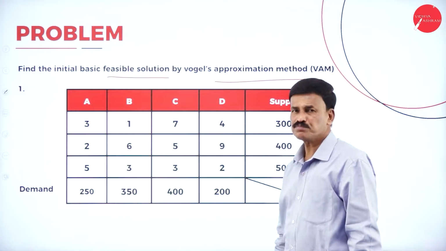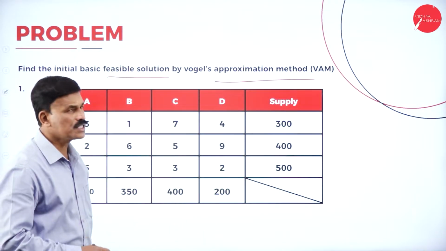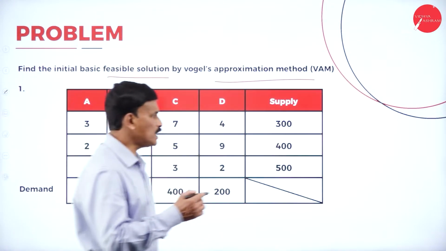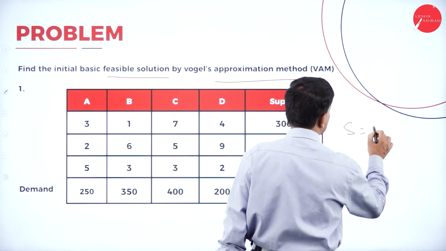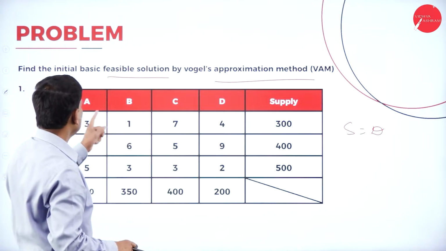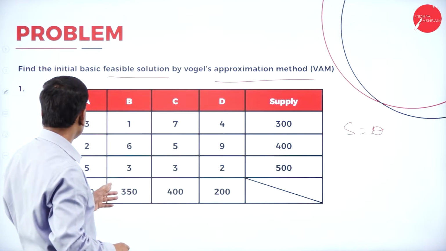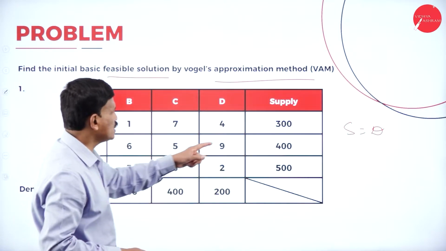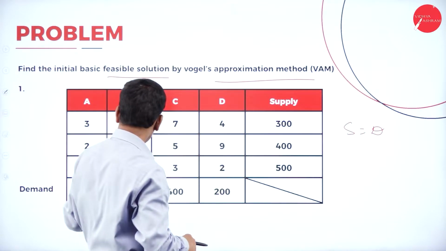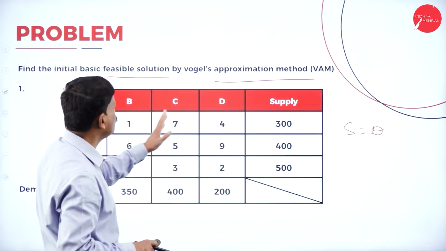Now, as usual, find out whether this is a balanced transportation problem or not. What is a balanced transportation problem? If the supply is equal to demand, then it is called a balanced transportation problem. Here the problem is given with A, B, C, D, and the supply as well as the demand. The supply is 300, 400 and 500, and the demand is 250, 350, 400 and 200 for A, B, C, D.